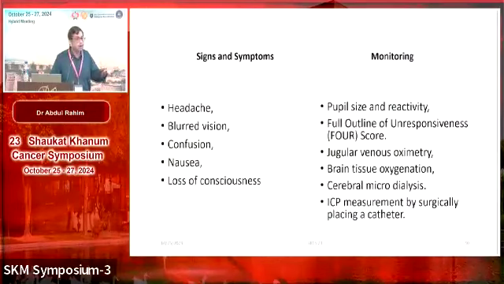Then we go for other higher modalities that require ICU: pulse oximetry, jugular venous oximetry, brain tissue oxygenation, microdialysis, ICP monitoring, and like previously mentioned, nurse monitoring systems. These are very good monitoring systems that we can use for monitoring of the ICP.